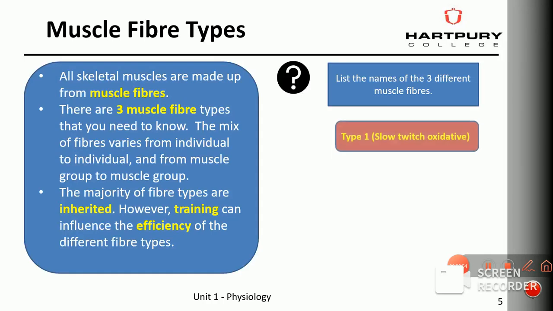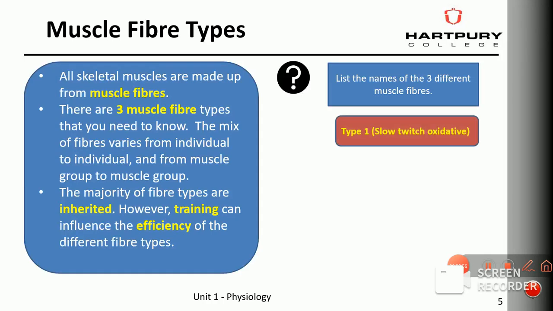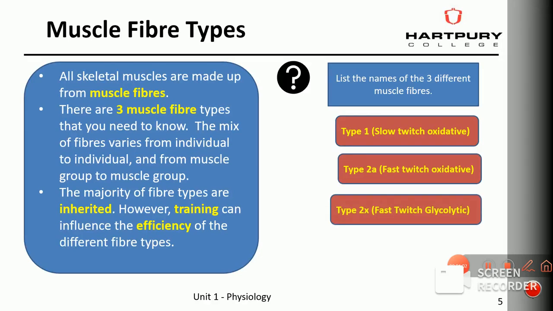So we should have type 1 slow twitch oxidative, type 2A fast twitch oxidative, and type 2X fast twitch glycolytic. So you can call them either by their type 1, 2A, 2X names, or you can call them by the names in the brackets.